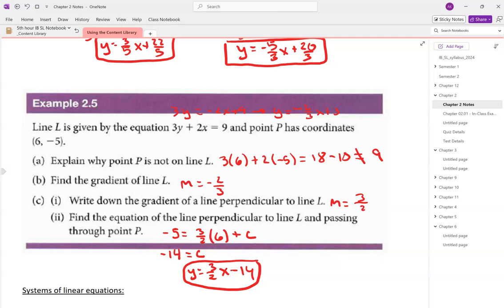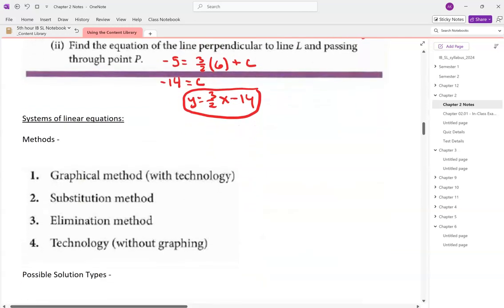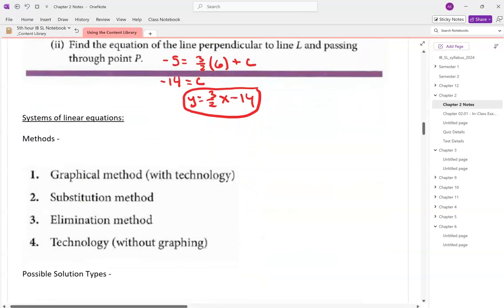Everybody happy doing this kind of stuff? Was I lying when I said this is pretty easy? No, it should be okay.